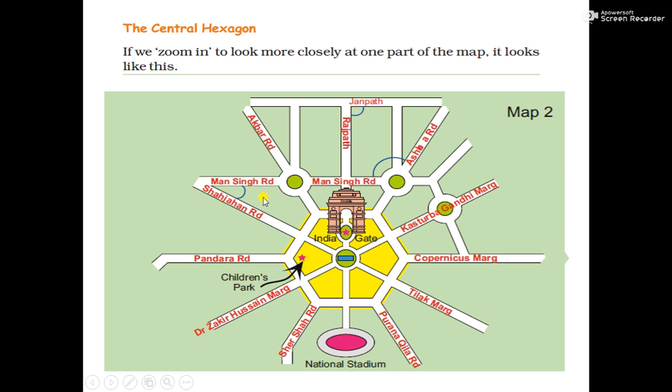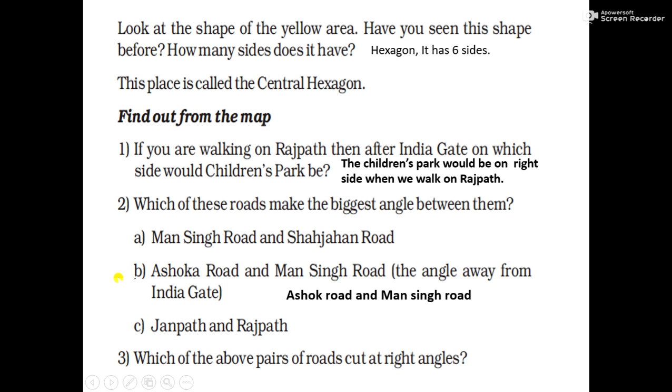So which one is the bigger angle? The angle of Mansingh Road and Ashoka Road. Obtuse angle, more than 90 degrees. So the answer will be Mansingh Road and Ashoka Road. So we will take this option. Ashoka Road and Mansingh Road will make the biggest angle between them. This will be your answer.